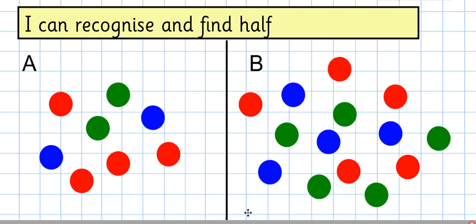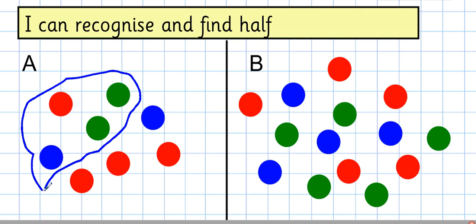Can you find half? Start with A. How many will you circle for A? Pause the video if you need time to count. You should be looking at A and thinking, okay, there are 8 here. I need 2 equal groups. And we should have circled 4. If you've circled 4, you have found half.